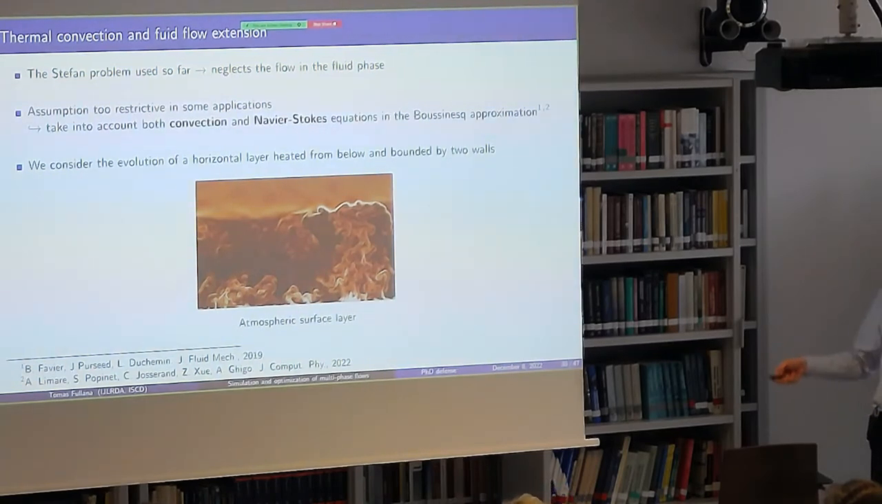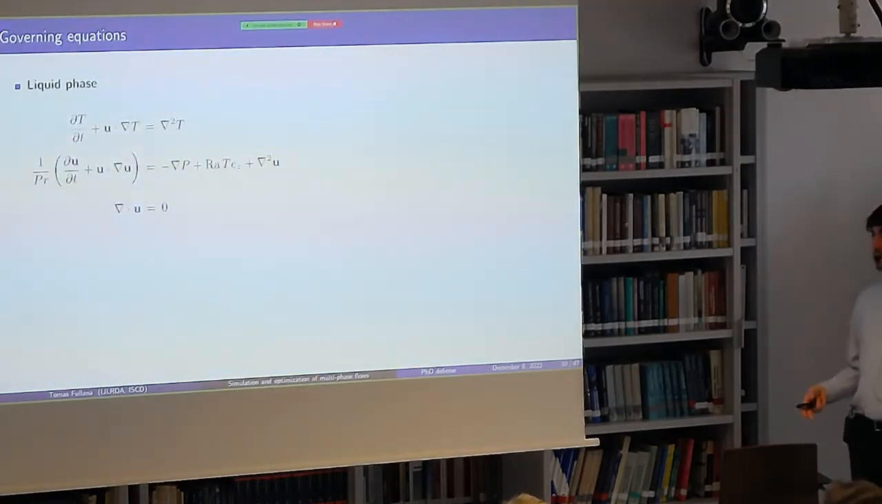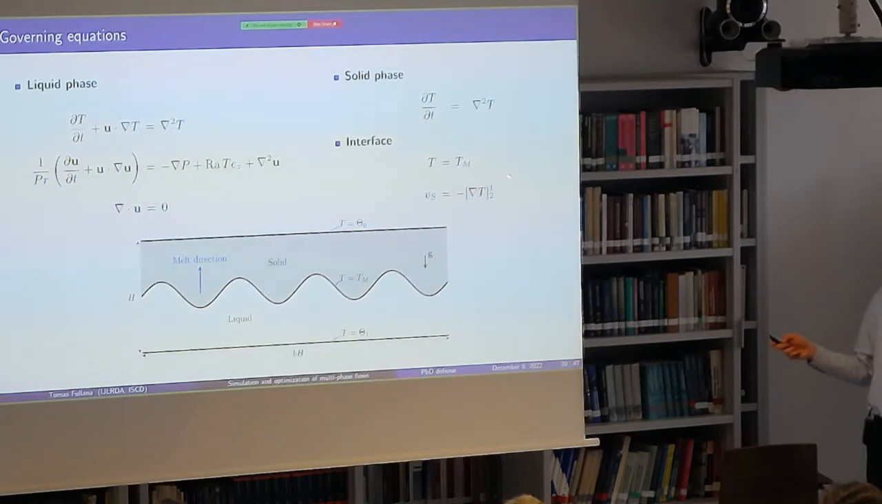Here you can see a nice photograph of an atmospheric surface layer with the Rayleigh-Bénard convection rolls appearing here. So we will test this setup, and we will compare with previous computations of Favier and co-authors and Limare and co-authors. So if we look at the governing equations now, we have in the liquid phase the diffusion-convection equation, where u is the velocity of the fluid. We have the Navier-Stokes equations in the Boussinesq approximation for the fluid. Then in the solid phase, we have the heat equation. At the interface, we have a melting temperature, and we still have the Stefan condition.